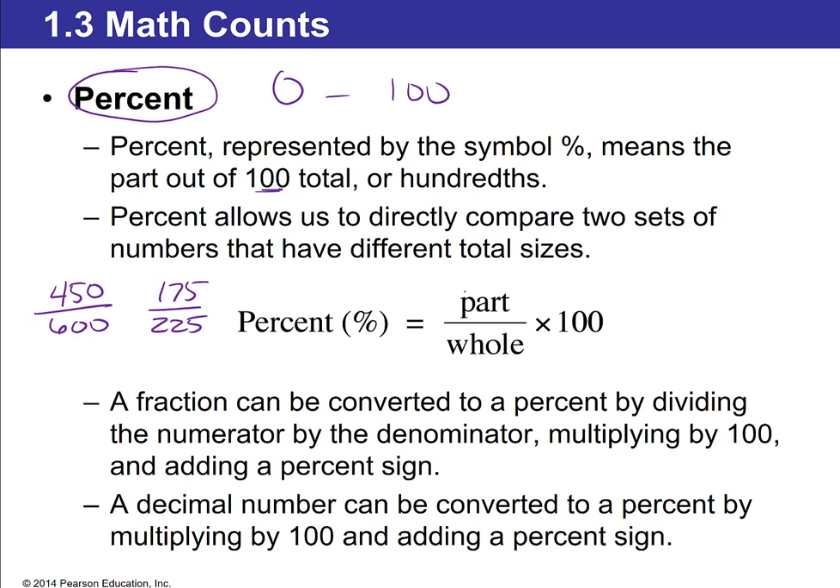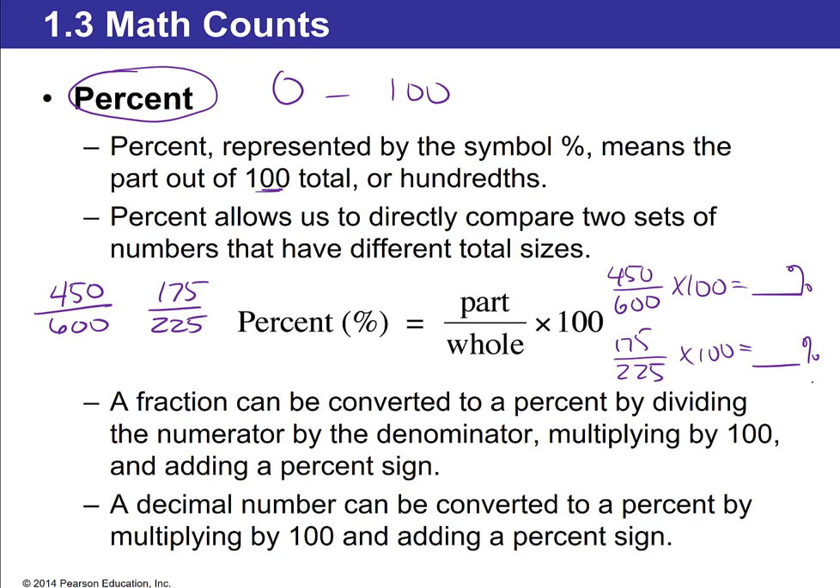So percent is how much you got divided by the maximum possible or the whole. So if we took 450 divided by 600, and then it's going to give you a decimal, so then you multiply it times 100 in order to give you the percent score. You could do the same thing with the 175 divided by 225 times 100 is going to give you the percent score. So then you have something to more compare it to.